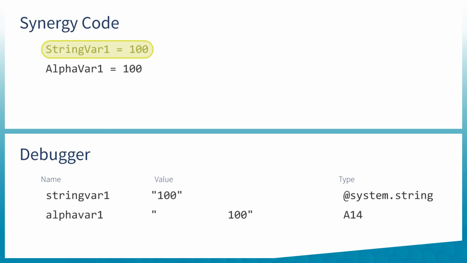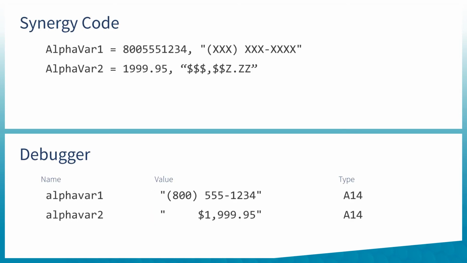If you try to assign a numeric value to a string field, the value will automatically be converted into the equivalent string. The same thing will happen if you try to assign a numeric value to an alpha field, except that the string will be right justified in the field by default. When assigning a numeric value to an alpha field, you can also specify a format string to designate how the number will appear. This can be useful if you want to display a phone number or a price, for example.